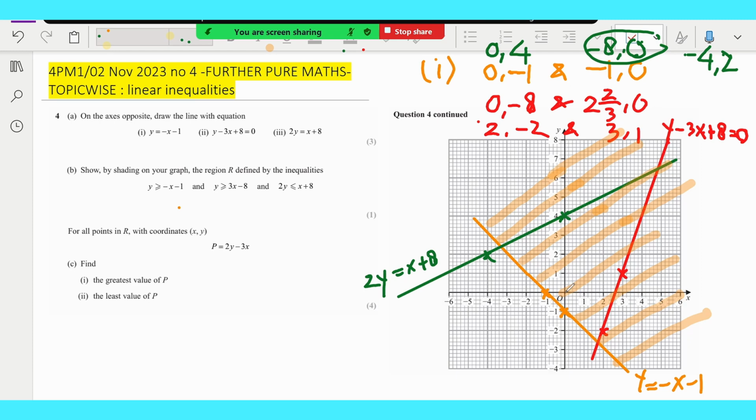If we plug in 0 here, what we get is 0 greater than minus 8. This is a correct statement, as 0 is definitely greater than negative 8. So we will shade this part. The red line has a left and right side, and we will shade the left part of this red line. So we shade the left part of the red line. This is the red part.